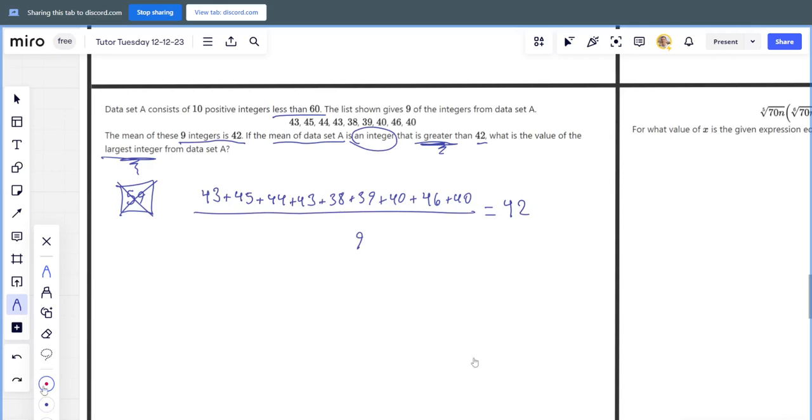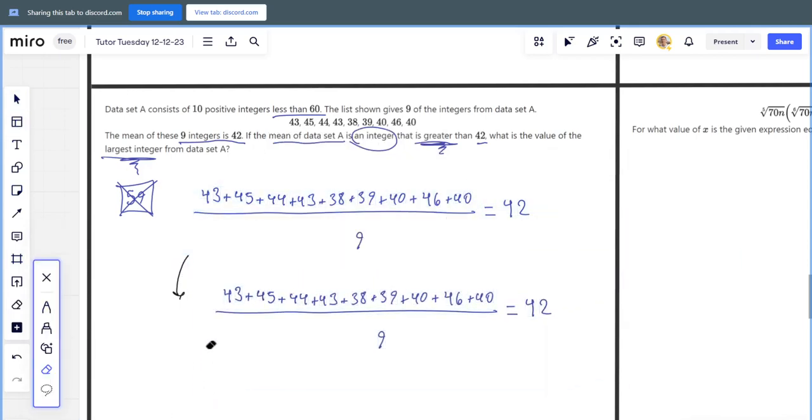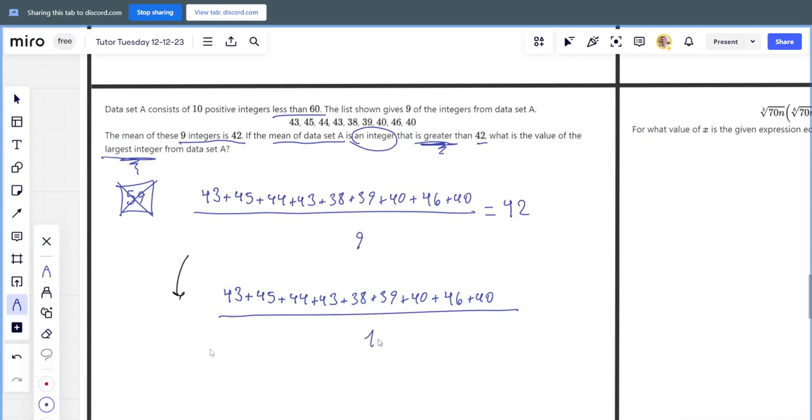Now, what we're doing is we're saying let's add another number. So maybe I can copy paste this. And what we're doing is adding a 10th number. So now it's divide by 10. And now the mean is actually greater than 42. This has to be an integer that's greater than 42. Well, if you look at the structure of this, if I want the mean to remain an integer, I can't just add 59 because now we're dividing by 10, right?